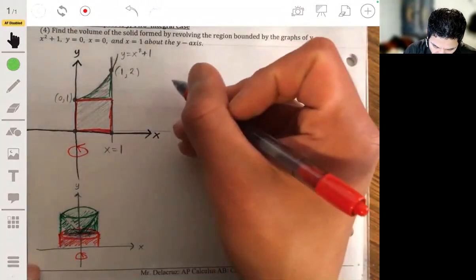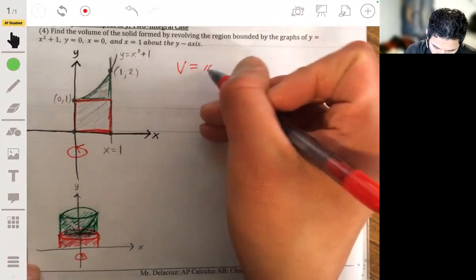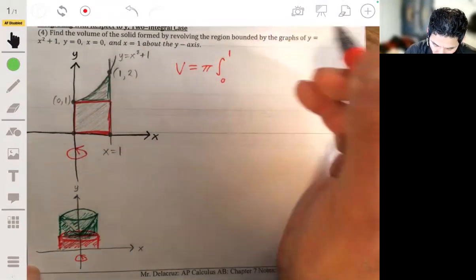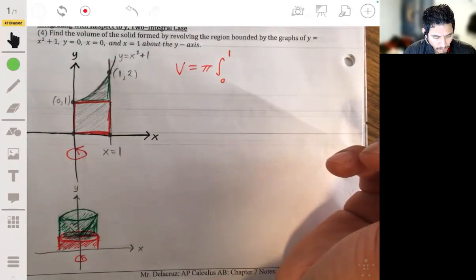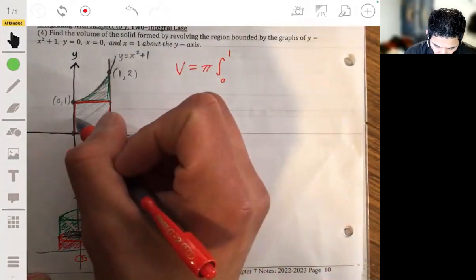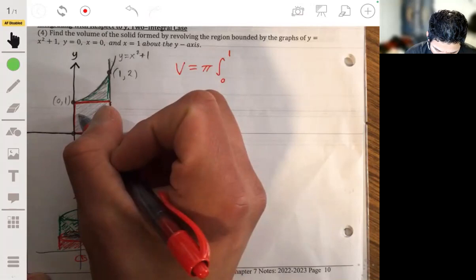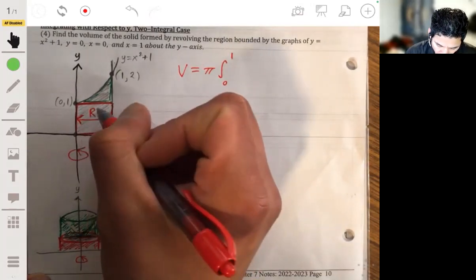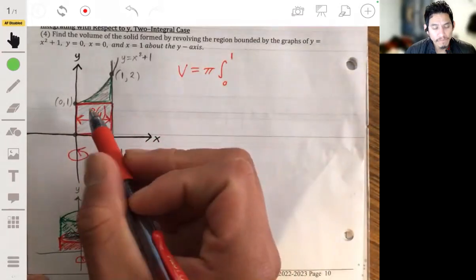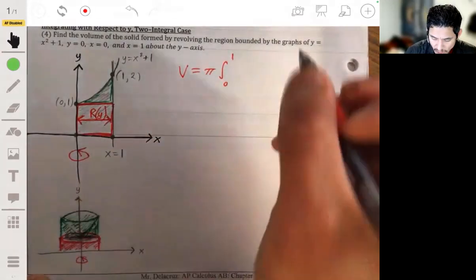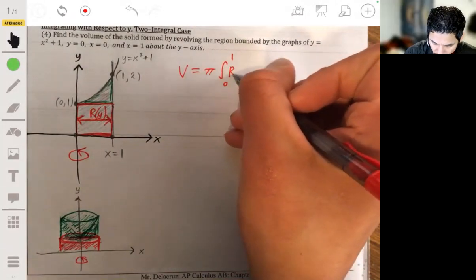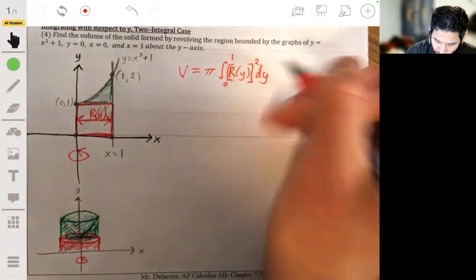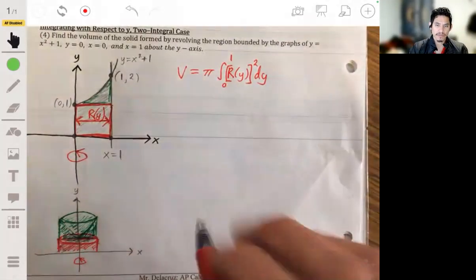So the volume of this part would simply be pi times the integral from 0 to 1 of r of y, the distance from here to here. That's your r of y, this length here, and it's always the same. That's always going to be 1. So we have r of y squared dy. That's the general equation.